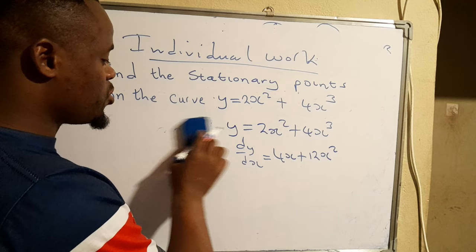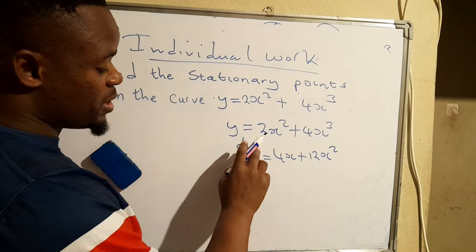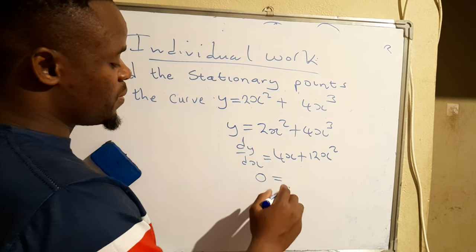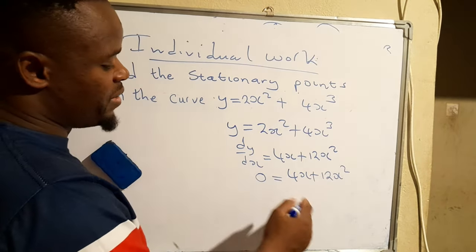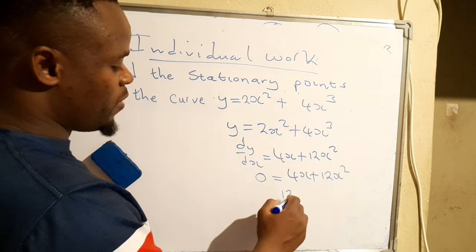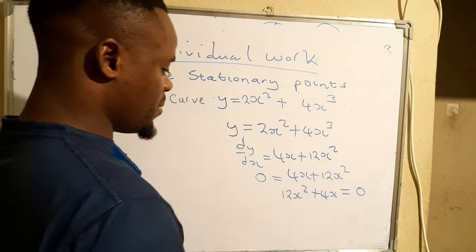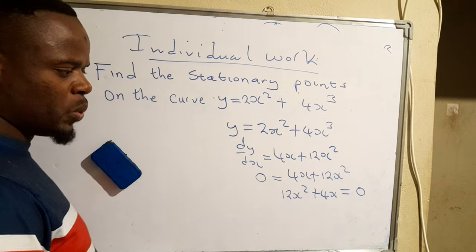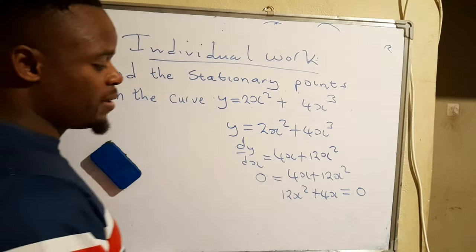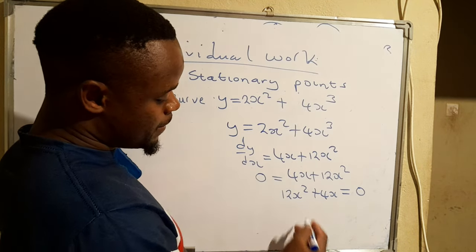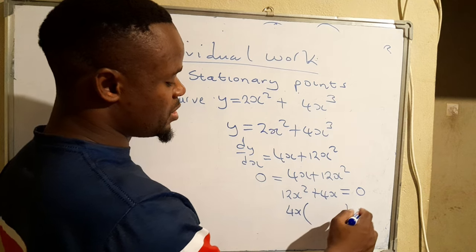After having done that, I want you to take note of this because it's very important. The gradient, not the derivative, the gradient is zero. So we say 0 is equal to 4x plus 12x squared. This can be rewritten as 12x squared plus 4x is equal to zero. So now, we can factor out the expression on the left side of the equal sign. We ask, what is common here? That is 4x, so 4x is pulled outside, which is equal to 0.